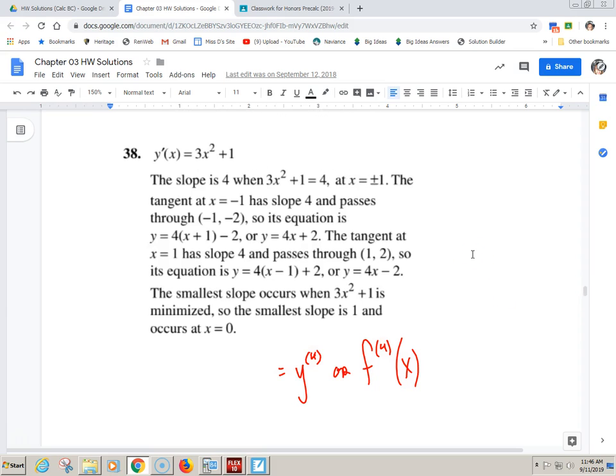Hey guys, you have another one, number 38. The slope is 4 at plus or minus 1. They found two different equations of tangent lines. You had y equals 4x plus 2, or y equals 4x minus 2.